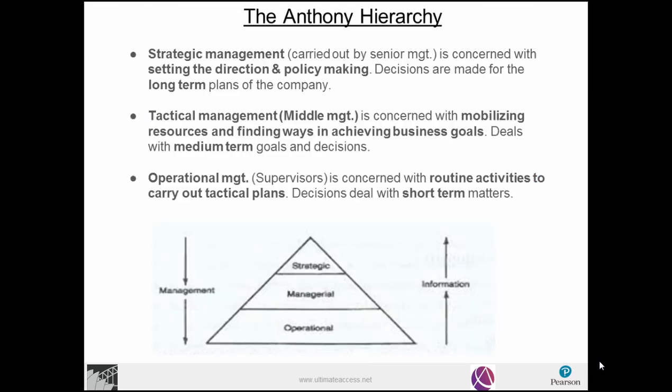Now, the Anthony hierarchy. Anthony came up with 3 levels. I do not want you to confuse the Anthony hierarchy with Mintzberg. Anthony focuses on strategic, tactical, and operational. Strategic deals a lot with the long-term plans of the company. Tactical finds a way to achieve the long-term plans of the strategic management, and so they deal with medium-term goals and decisions. And then the operational management deals with routine work, and they try to find a way to achieve the tactical plans of the middle management. So they basically deal with short-term matters.